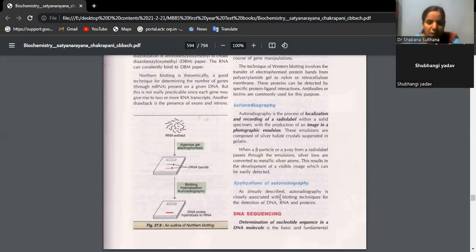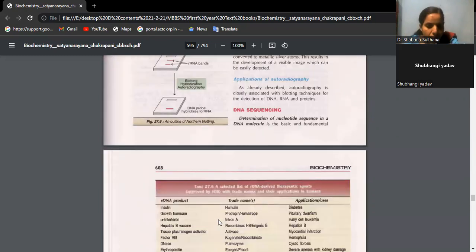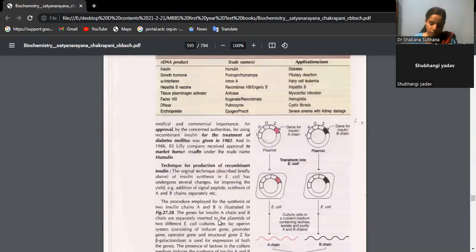Then applications: whatever we have studied under Southern blotting, the same applies for everything, Northern blotting, Western blotting, everything. After that, Northern blotting, Western, Southern, RFLP, PCR.